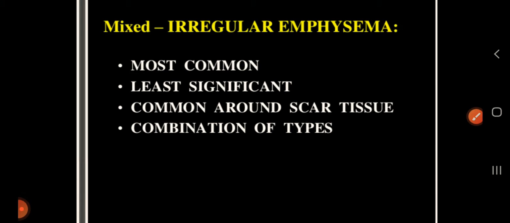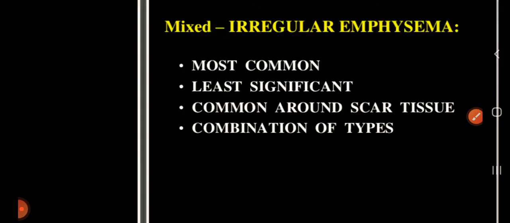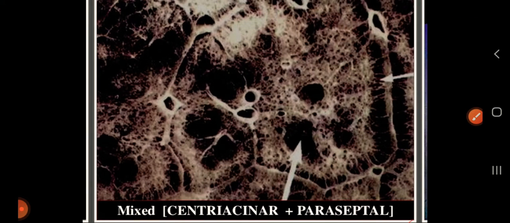Irregular emphysema is another common type of emphysema, but the most common type is the proximal acinar emphysema, though it has least significance. It is common around scar tissues, or it's a combination of other types of emphysema.